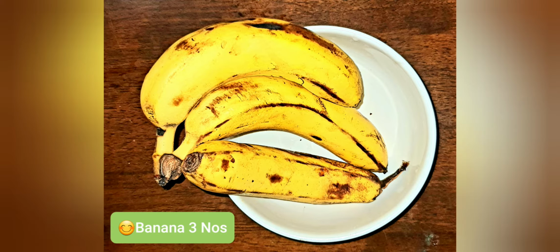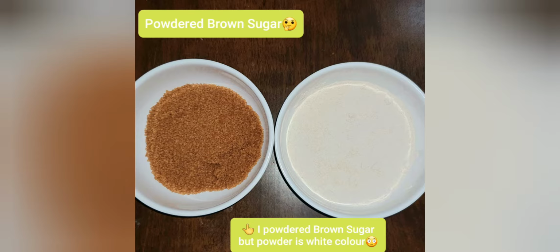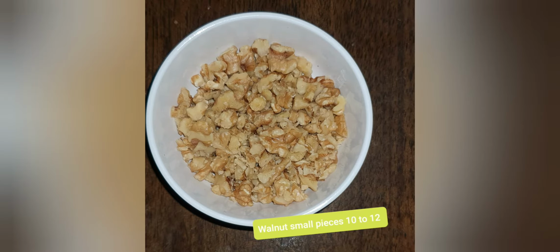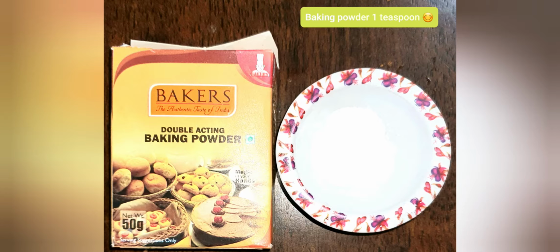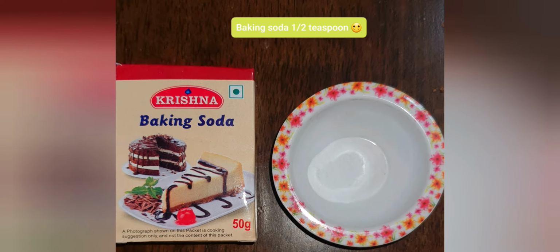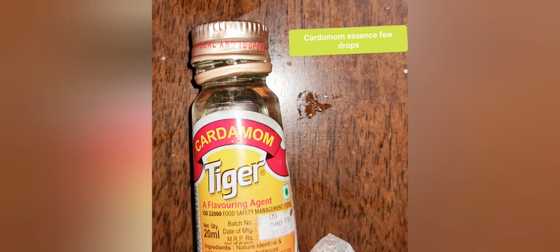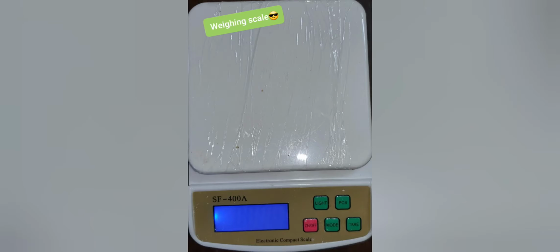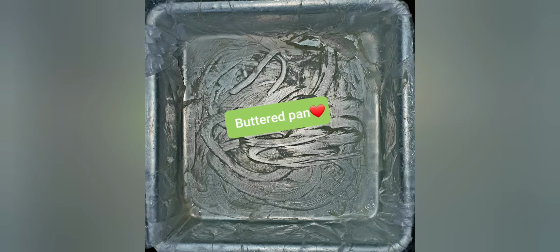Banana 3 numbers, whole wheat flour 180 grams, powdered brown sugar 100 grams, olive oil 100 grams, walnut cut into pieces as required, tutti frutti and raisins as you prefer, baking powder 1 teaspoon, baking soda half a teaspoon and add a pinch of salt with this, cinnamon powder 1 teaspoon, vanilla essence 2 to 3 drops, cardamom essence 4 drops, glass bowl and whisk to make the batter, weighing scale to measure, or measuring cups, greased buttered pan.